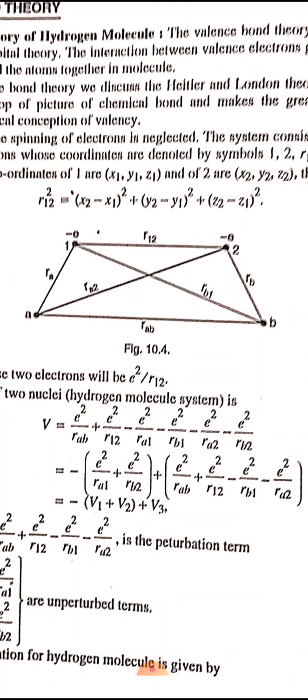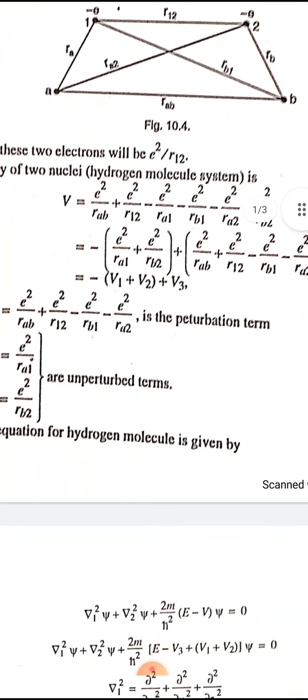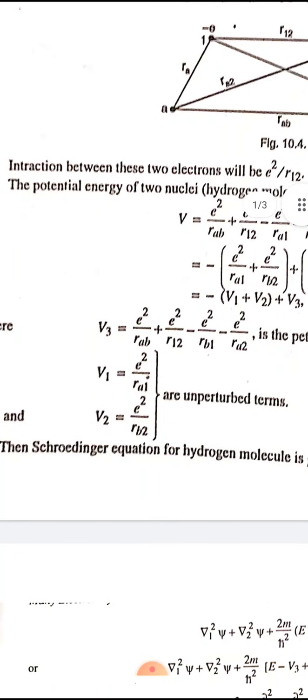r12 is the distance between the two electrons 1 and 2, and if the coordinates of 1 are x1, y1, z1 and of 2 are x2, y2, z2, then r12 squared is equal to (x2 minus x1) squared plus (y2 minus y1) squared plus (z2 minus z1) squared. Hence the interaction between these two electrons will be e squared by r12.